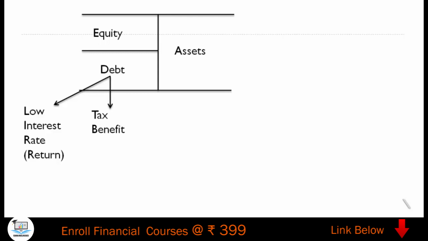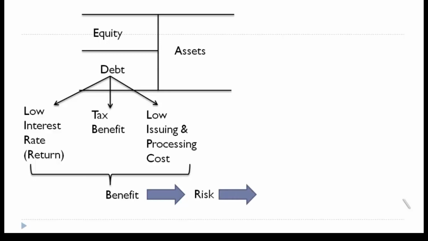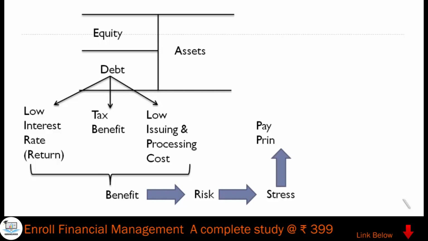I mean whatever you pay as interest is an allowable expense as far as the income tax authorities are concerned. So your profit will come down to that extent and you will pay less tax. So there is a tax benefit, and the cost of raising debt funds is simple and very low, with low issuing and processing cost, unlike raising equity. So debt funds have all these benefits, but understand the benefit comes along with the risk. What is the risk? In difficult times, if you are in stress, it is immaterial for the people who have given you the money, you have to pay the interest and principal.